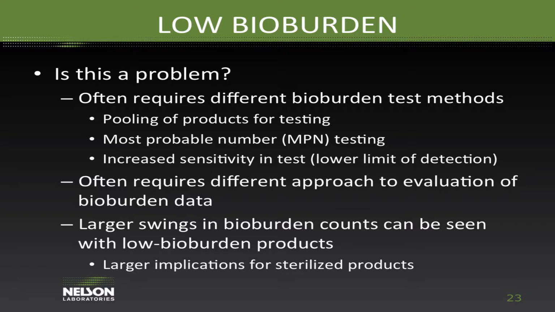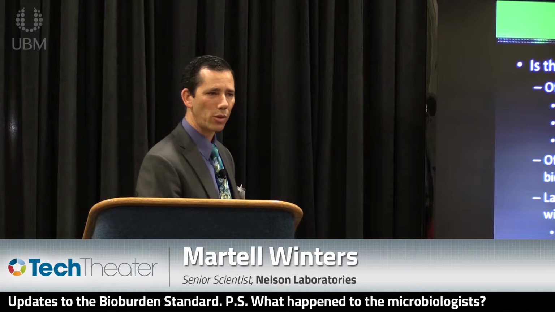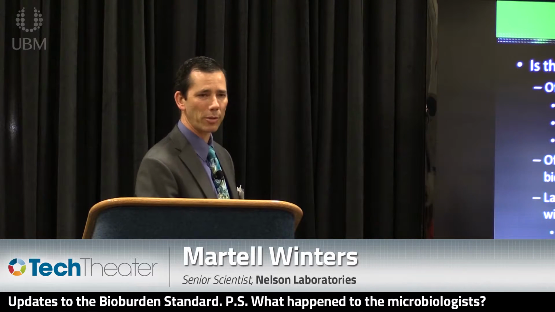And the last thing, you can see larger swings. When you have a bioburden that tends to be 0 CFU or 1 CFU, you can see larger swings in bioburden count. So the occasional bioburden spike, or maybe not occasional, but the frequent bioburden spike. And these larger swings in bioburden can have a significant implication for some types of sterilized products, because it demonstrates a lack of control in the bioburden in the manufacturing process.